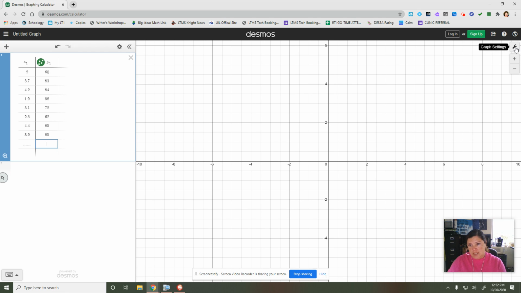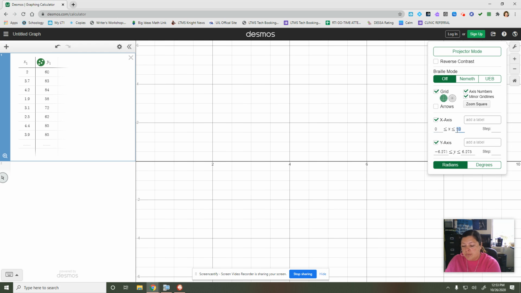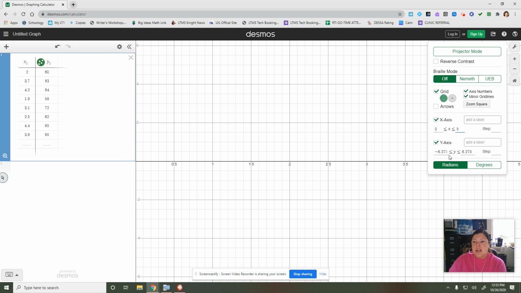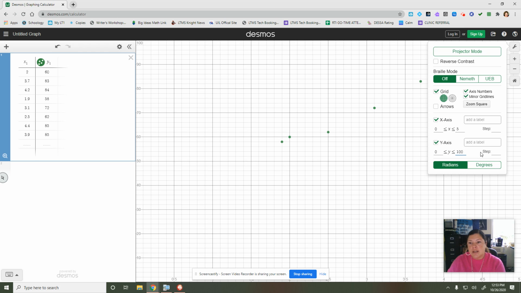And probably the easiest way to do that is come here to graph settings in the top right. You're going to see this little wrench. Go ahead and open that. And you have lots of options here, but we're going to change our x-axis to go from 0 to 5, very similar to what we did on the graphing calculator earlier. And on the y values, we're going to go from 0 to 100, just so we can do it like last time. You could also add labels if it was a word problem, but we don't need to do all that.